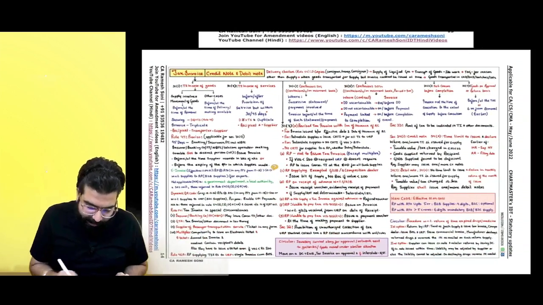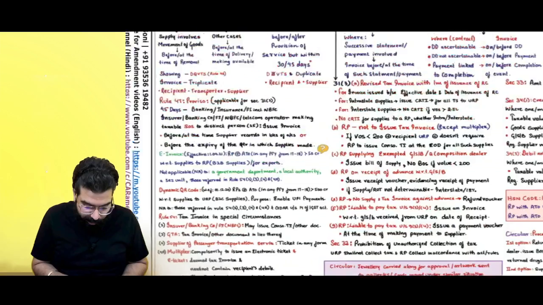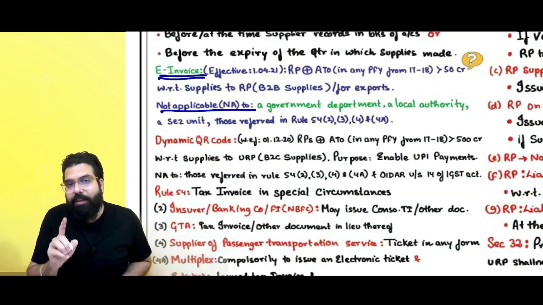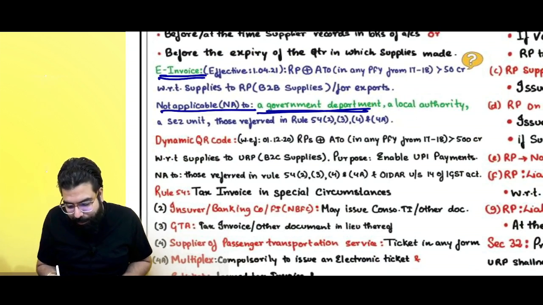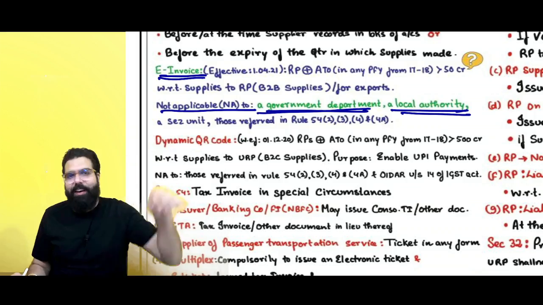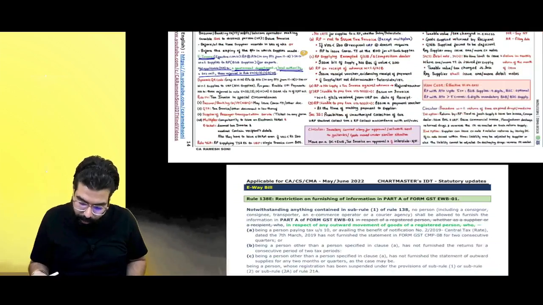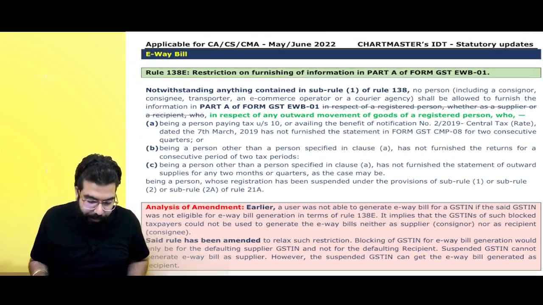Let's go ahead. Tax invoice chapter. The chart is also given. If you see over here, the e-invoicing provision change is e-invoicing provisions are now not applicable to a government department or a local authority. Done, sir. Plus, these people were already there. Okay, sir, done. Now, e-way bill.